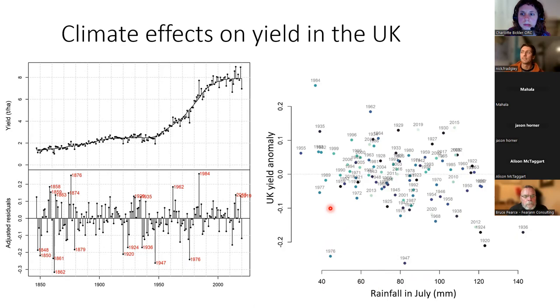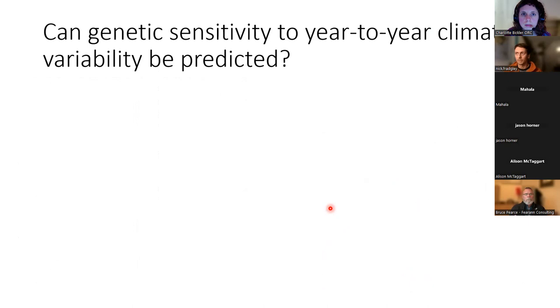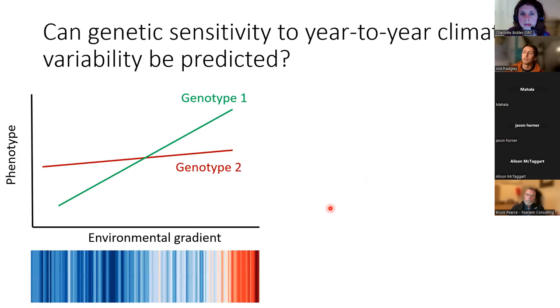But then we're actually more concerned about what the year-to-year variability would be, and how there is potential for breeders to make a variety that's more or less sensitive to that year-to-year variability. So this is the part of the model that models the interaction between genetics and the environment. You can show this by these plots, which show a linear line showing the genetic response to an environmental gradient, in this case, an increase in temperature. The difference in the slope of the line shows the sensitivity to environmental change. So the flatter the line, the more stable that phenotype is to the environmental gradient.